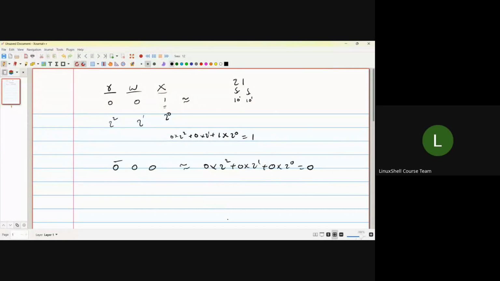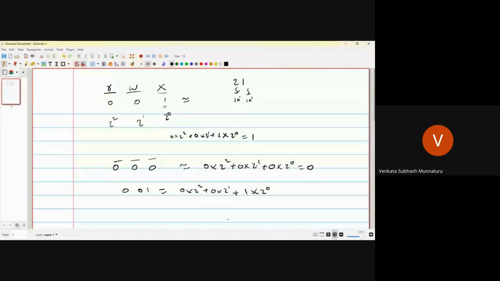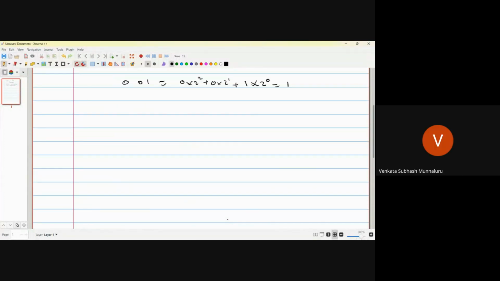Now, what if I want to do only execute, 0, 0, 1? In that condition, how will you go about it? 0, 0, 1 is equal to 0 into 2 square plus 0 into 2 power 1 plus 1 into 2 power 0. That is equal to 1. Now, what if I want to do 0, 1, 0? That would be 0 into 2 square plus 1 into 2 power 1 plus 0 into 2 power 0. That is equal to 2.